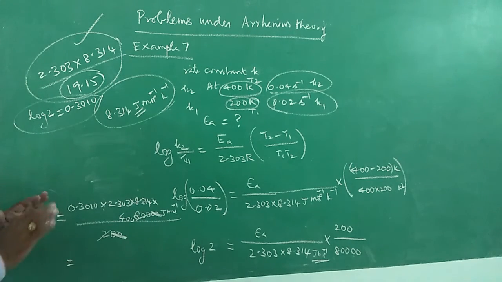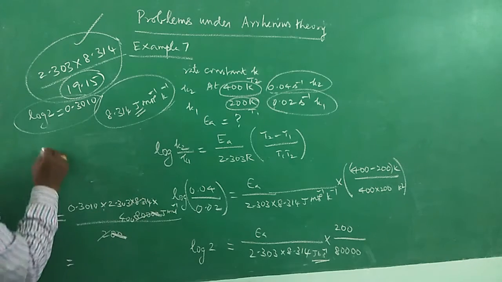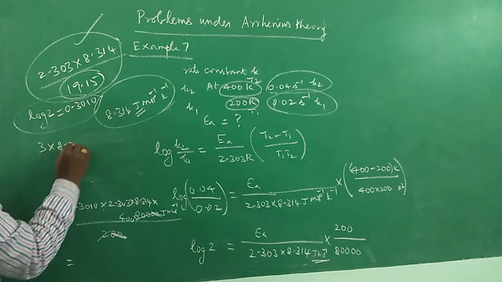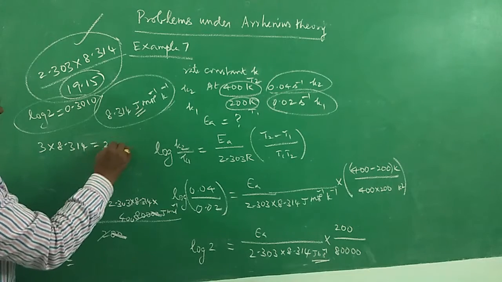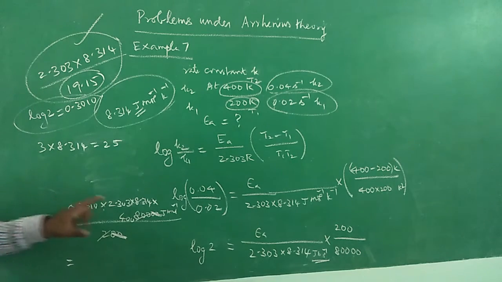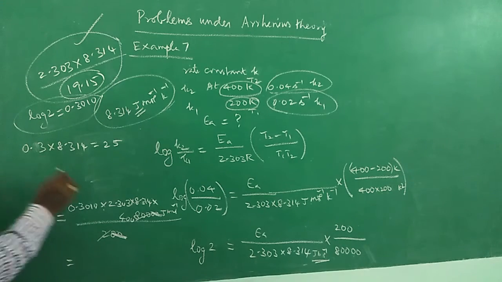Just a simplification, I need not explain. But since it has some clue, I thought of explaining to you. Usually 3 and 8.314, sometimes you may get 3 into 8.314. 3 into 8.314 becomes 25 approximately. Often you will be getting this. Here we have got 0.3 and therefore it is 2.5.